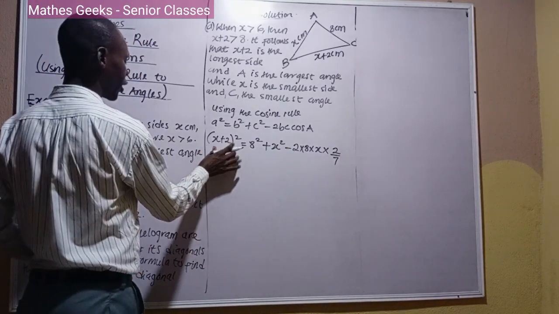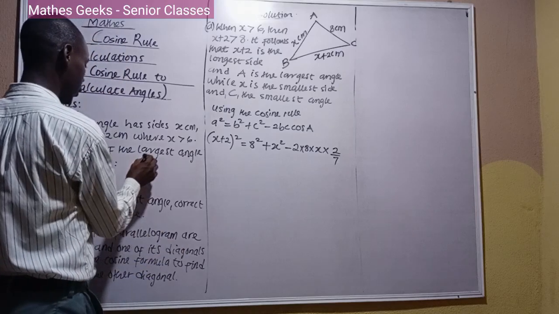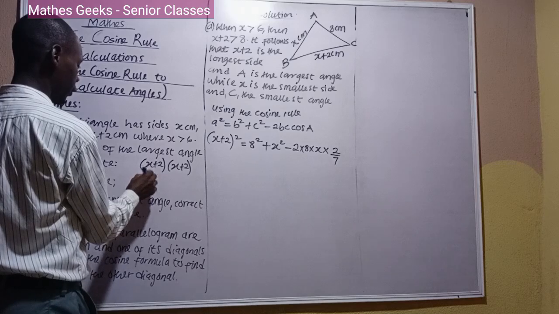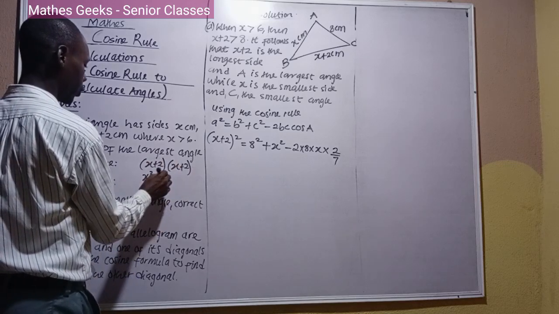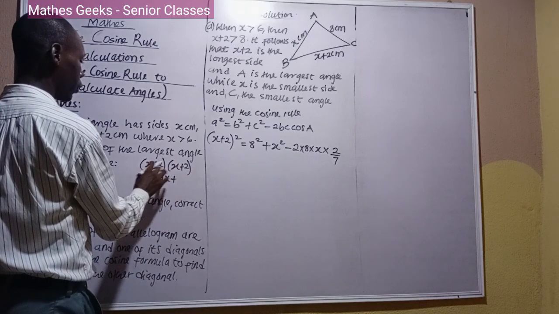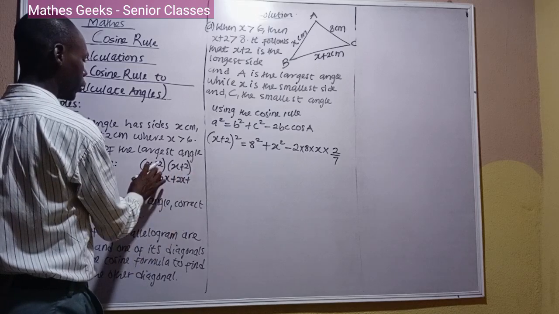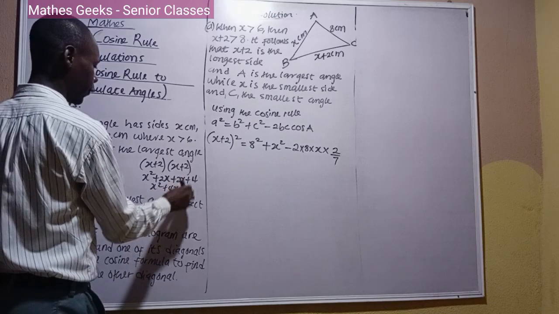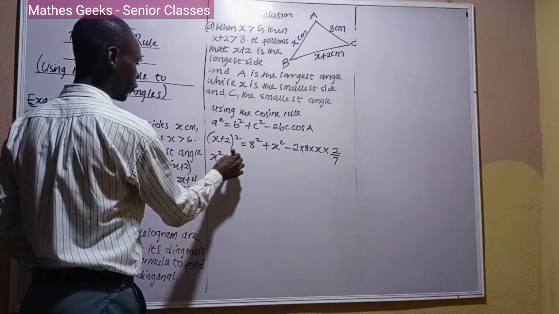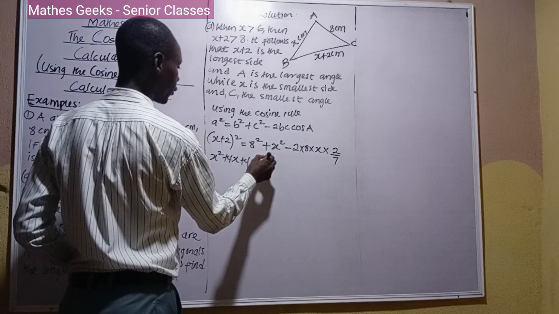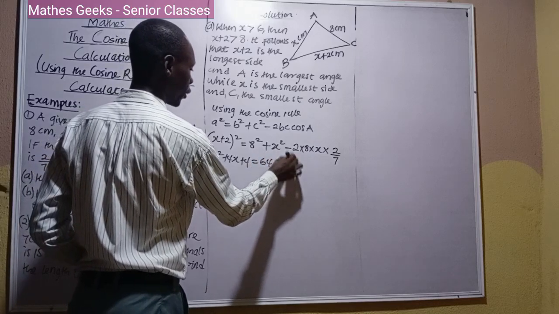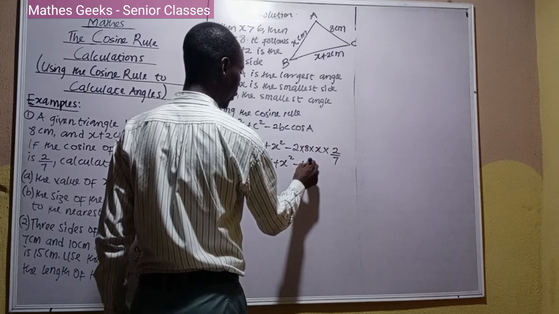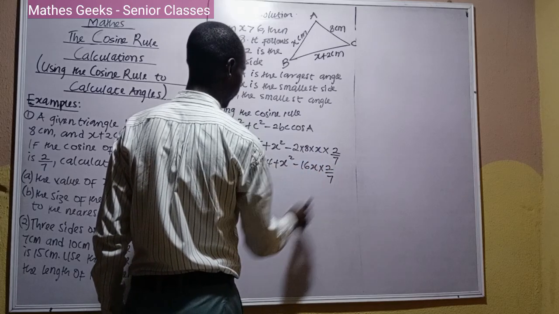(x plus 2) squared, you expand, and the expansion is (x plus 2)(x plus 2). x times x will be x squared, plus x times plus 2, that's plus 2x, plus 2 times x will be 2x, plus 2 times plus 2 will be 4. So x squared plus 4x plus 4 equals 8 squared, which is 64, plus x squared minus 2 times 8, 16, 16x times 2 over 7.